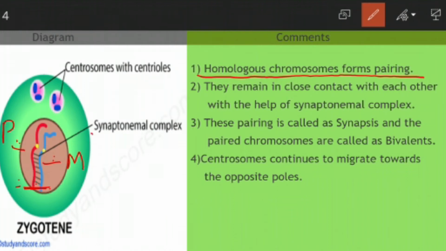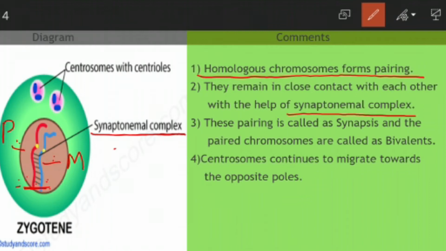Then what happens? Why do they remain close to each other, or why are they in contact with each other? Actually, they are bound together with the help of one complex. That complex is called the synaptonemal complex. With the help of this synaptonemal complex, both homologous chromosomes remain in close contact with each other.